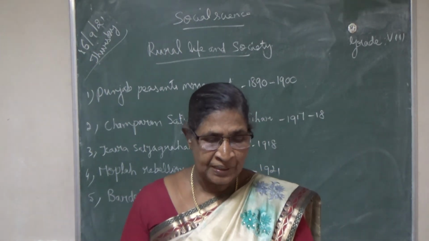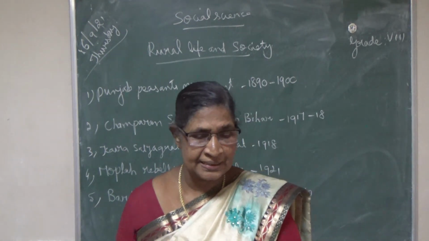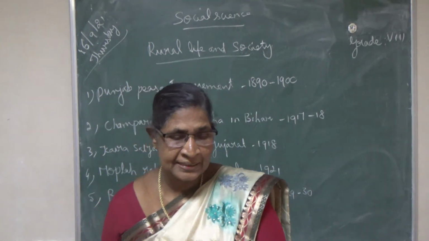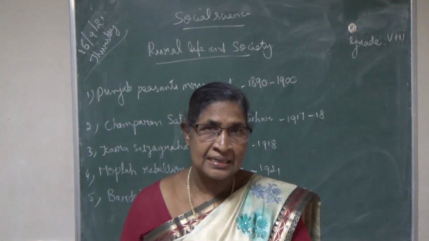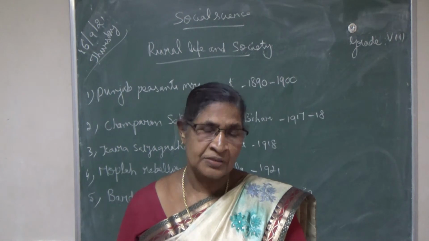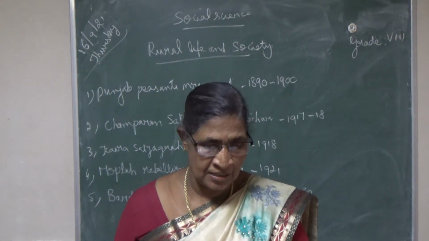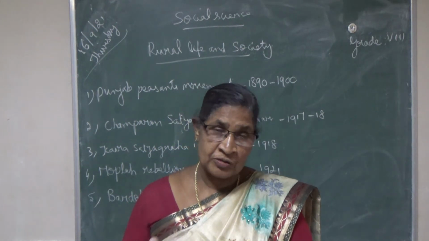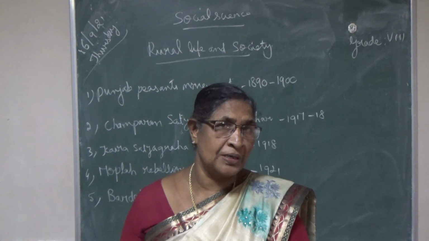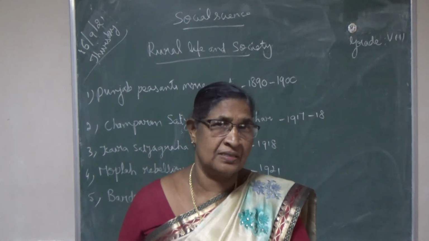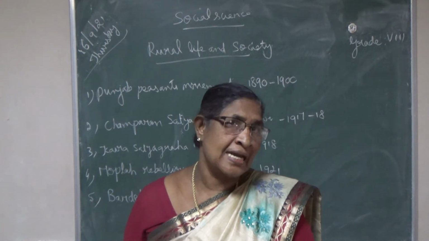passed one act, the name of that is the Punjab Land Alienation Act. It was passed by the Punjab government. According to this act, it divided the population of the Punjab into 3 categories. The Punjab people were divided into 3 categories.